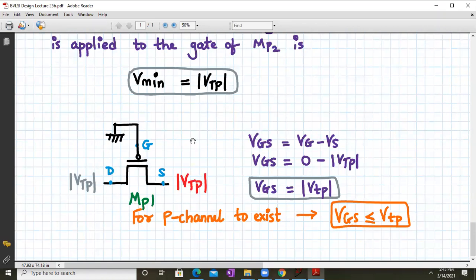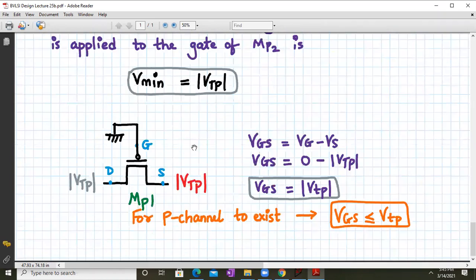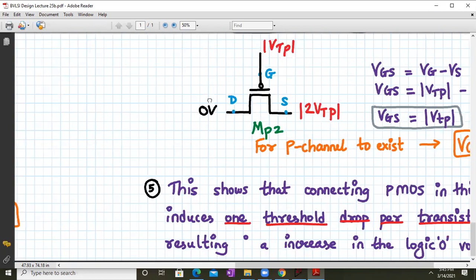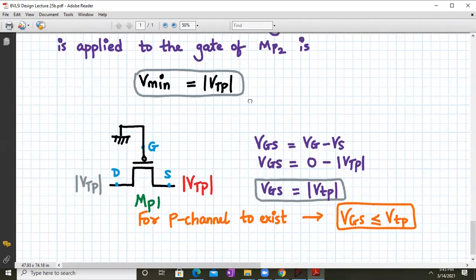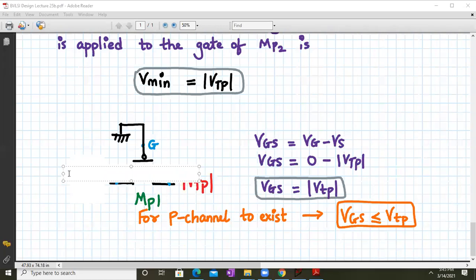So here, this is the output of the first transistor, correct? Yeah, I think there is some slight error over here. This is logic 0, not VTP. Let me use the annotations and do something about it. Let me write logic 0. So we have a logic 0 applied to the drain terminal.